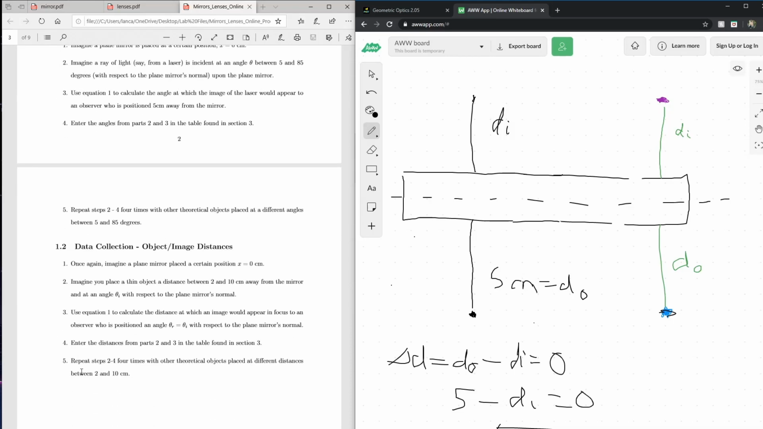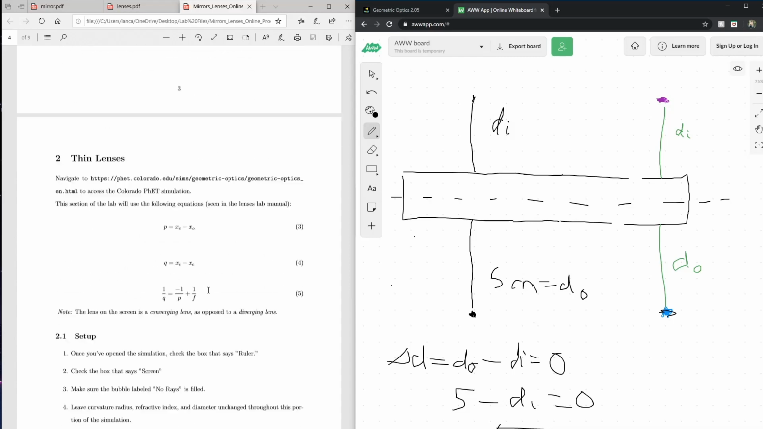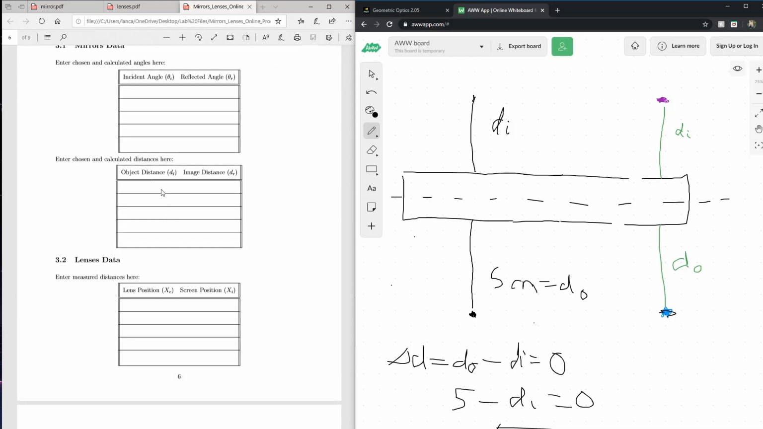And again, it says to repeat that 2 through 4 times, each with different distances between 2 and 10 centimeters away from this theoretical mirror. Again, I won't do those just because I feel like it'd be a bit redundant, but please go ahead and make those calculations and enter those in these 2 respective tables here.